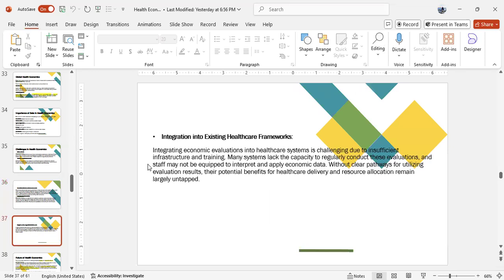Lastly, integration into existing healthcare frameworks. Integrating economic evaluations into healthcare systems is challenging due to insufficient infrastructure and training. Many systems lack the capacity to regularly conduct these evaluations, and staff may not be equipped to interpret and apply economic data. Without clear pathways for utilizing evaluation results, their potential benefits for healthcare delivery and resource allocation remain largely untapped.